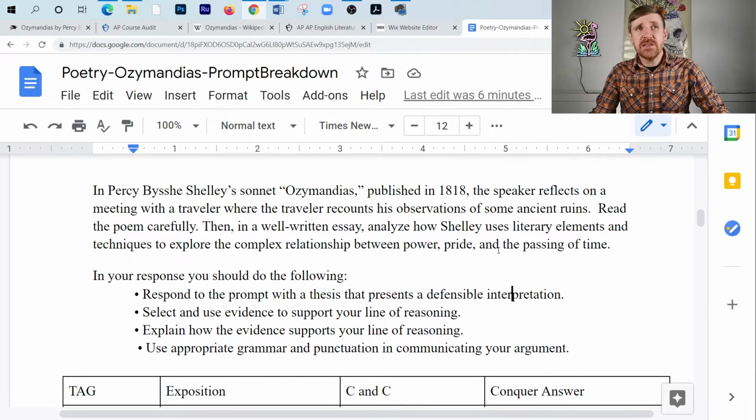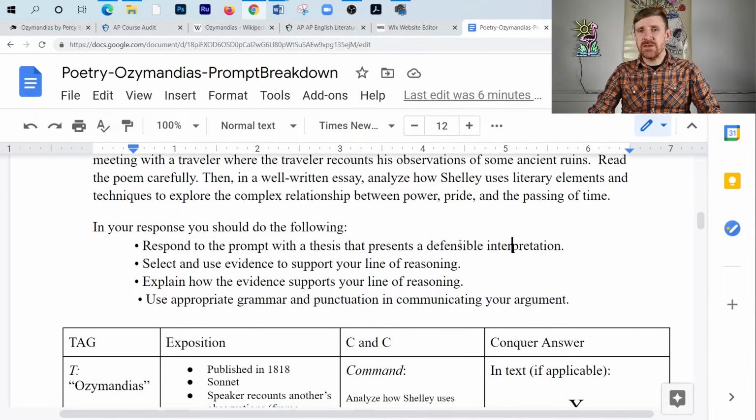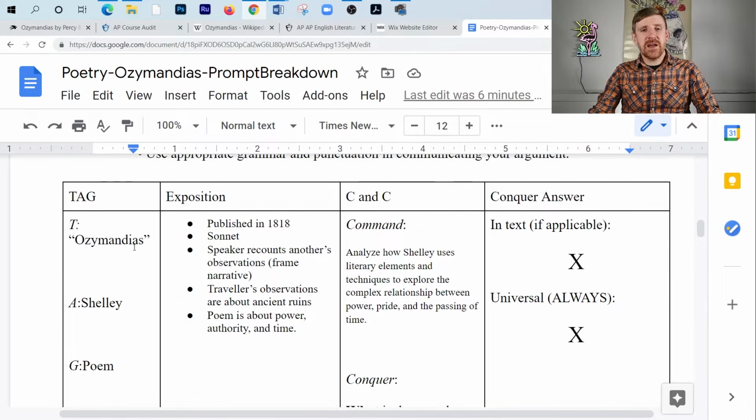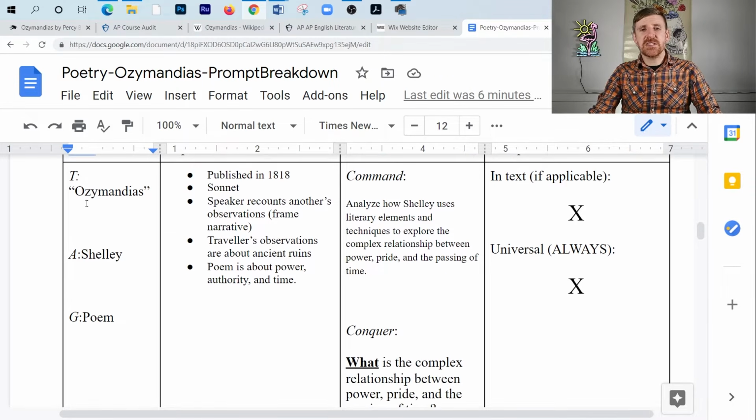But anyway, let's actually talk about breaking down the prompt, because there are steps. In fact, there are 4 steps, and they're very, very easy. And most of them can be done just by reading the prompt correctly. But here we go. The first step is filling in this column all the way to the left. This is your tag column, and it just asks you to figure out what the title is, who the author is, and what the genre is, okay?